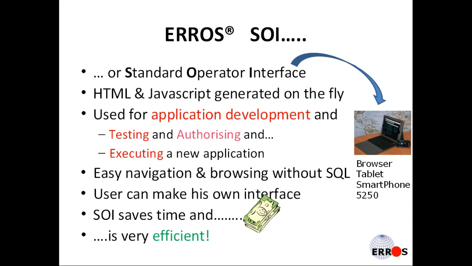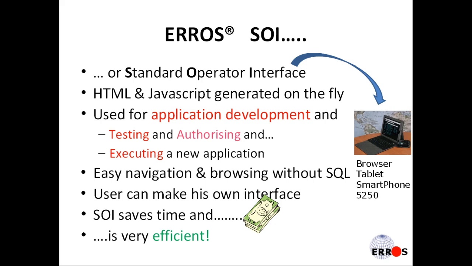This generates HTML and JavaScript on the fly as you make requests, so what users see is the current version of the data. When you created the business model, created the application, and authorized the application, you were using SOI, so you are already familiar with it. SOI works with Macs and PCs with a standard browser, with tablets, with smartphones, and even with 5250 if you are still wedded to them.